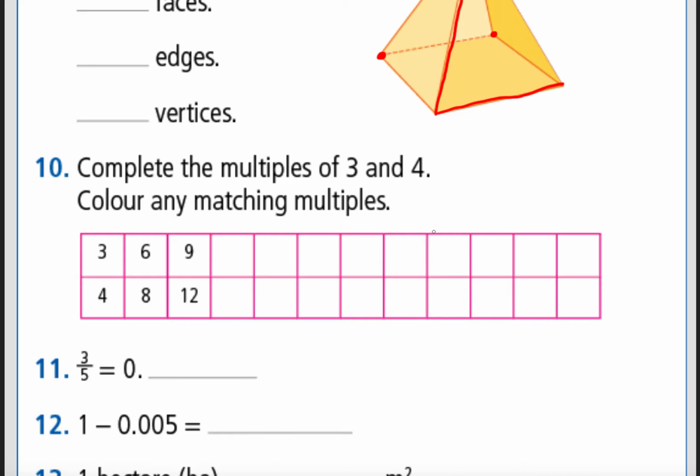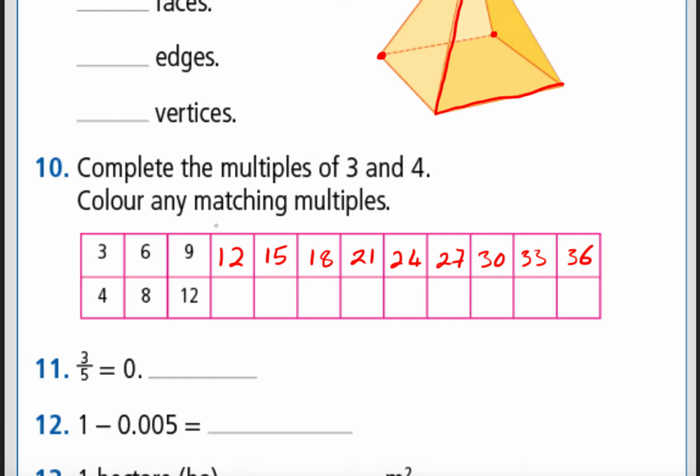Number 10, complete the multiples of 3 and 4. So the multiples of 3 are 3, 6, 9, 12, 15, 18, 21, 24, 27, 30, 33, and 36. And I'm going to let you fill in these ones down here. It's going to go 4. These are the multiples of 4. So we've got 4, 8, 12, 16, and 20, and so on.